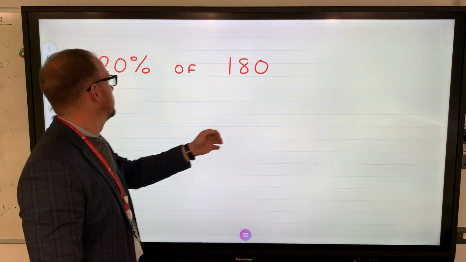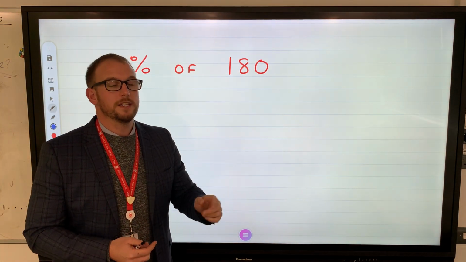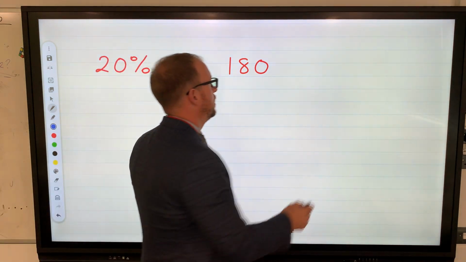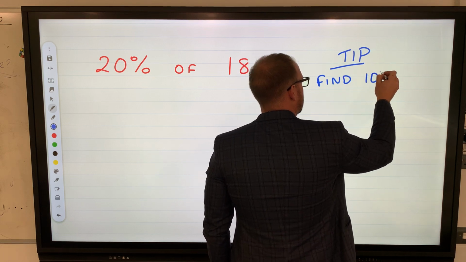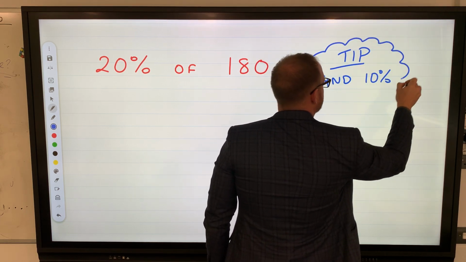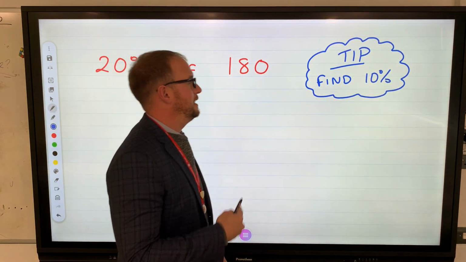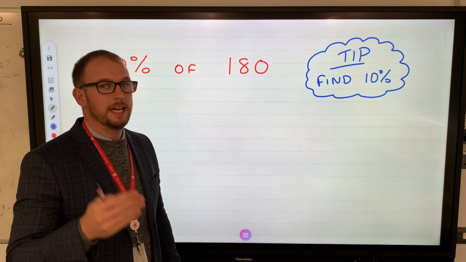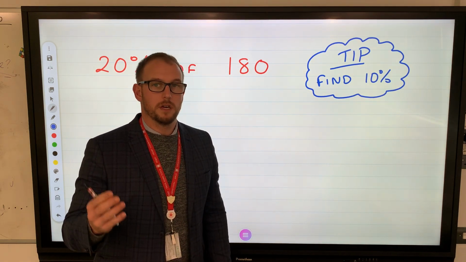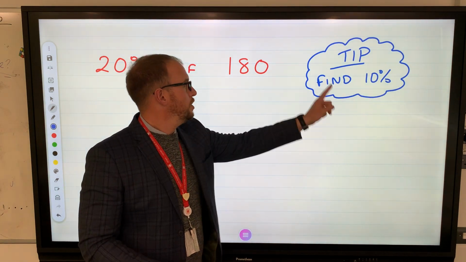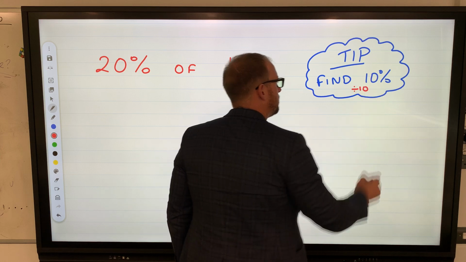But let's just look at the numbers first. The biggest tip I can give you for finding a percentage of a quantity is to find 10% first. So make a note of it. Tip: find 10%, and I'll put a cloud around it. The way you find 10% is by dividing by 10, because 10 goes into 100 10 times. If I wanted to find 50%, I would divide it by 2, because 50 goes into 100 twice. So divide by 10 to find 10%.